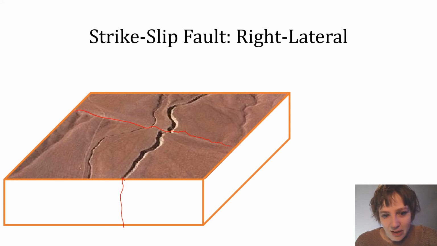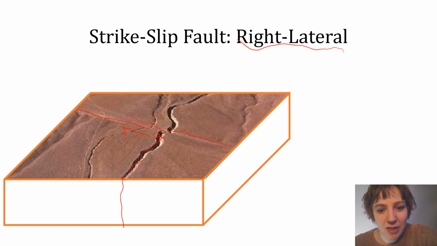There's the fault, and you can see there's a feature that's been offset, and it's been offset this way. Now, this is called a right lateral fault because if you approach the fault from either direction while following a feature, so if I'm walking along here and I get to the fault, I'm going to have to step to the right to continue on with my feature.